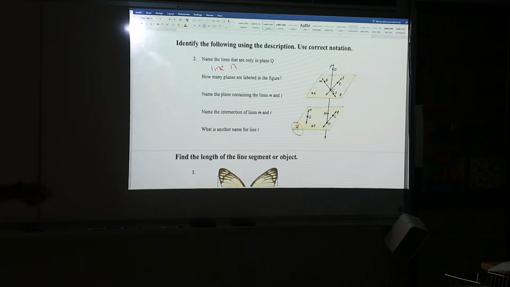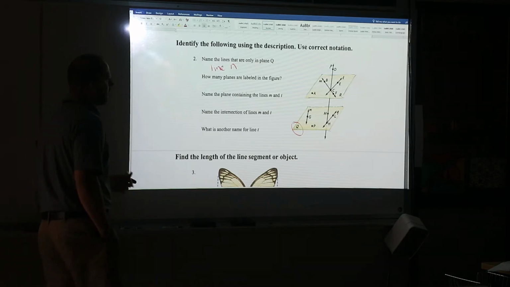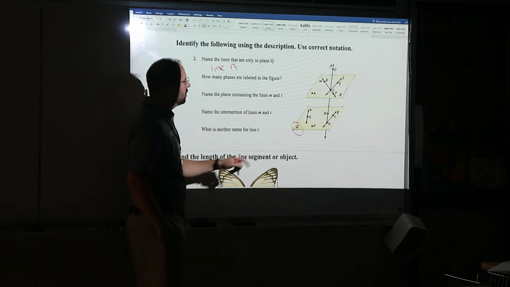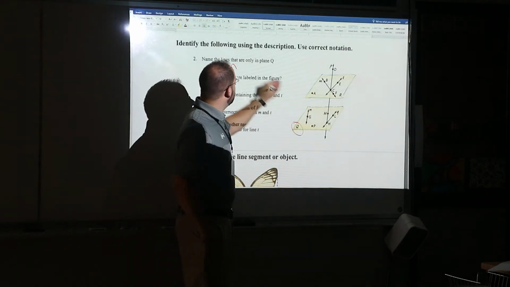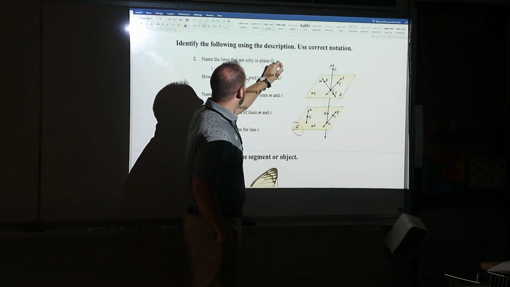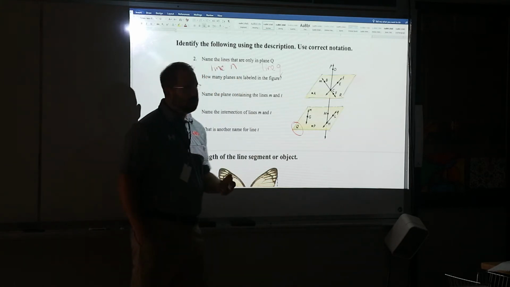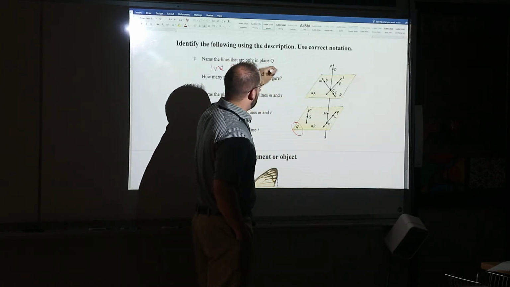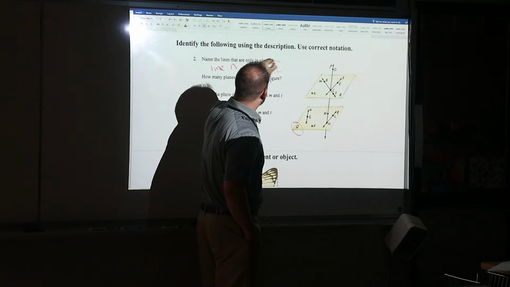If there was another dot on line N, G and maybe H, you could call it GH with the little arrows above it. But since there's no other points, you can't just use the single letter. So you have to use the cursive letter. Line N. What's the other line? Q. So you can write line Q. Or if you're not that person that likes to write line Q, you could have written HL, and you have to have the arrows above it.